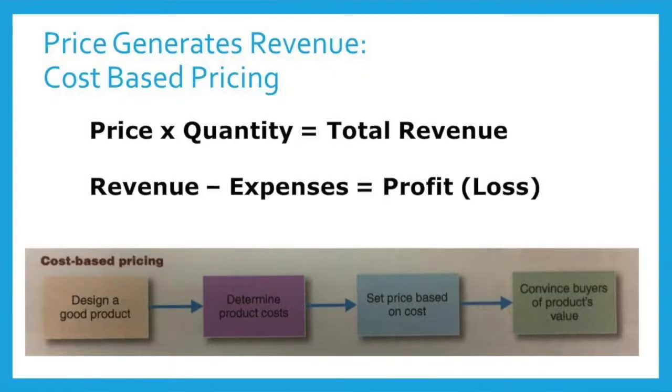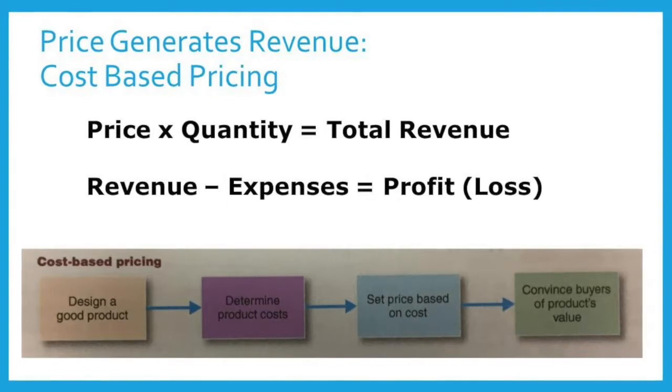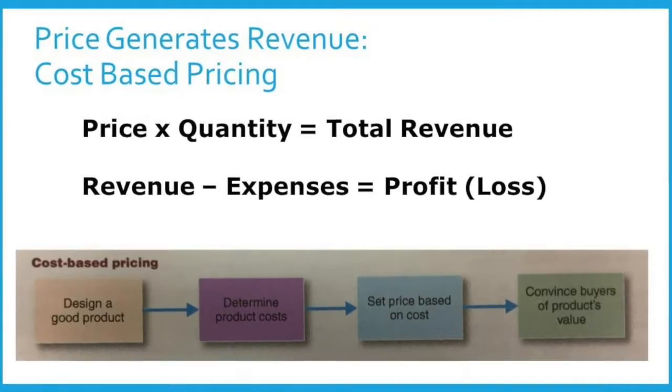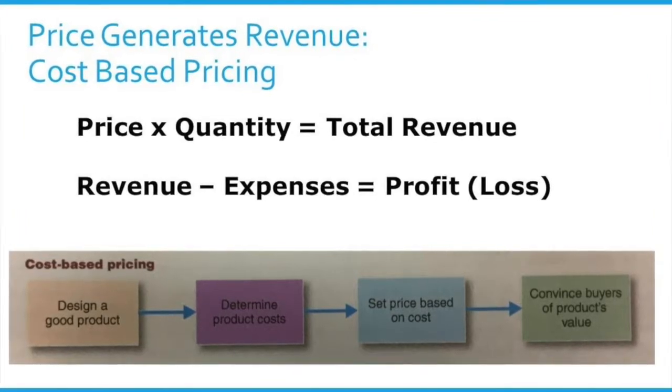Of the four P's, the product, the price, the promotion, and the place, price is the only one that generates revenue. And if we think about how it generates revenue, well, if we sell something for $1, let's say, and we sell 1,000 copies of it, our revenue will be $1,000. $1 times 1,000 sold, $1,000 revenue.